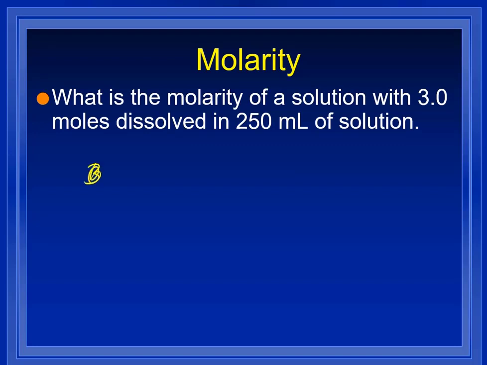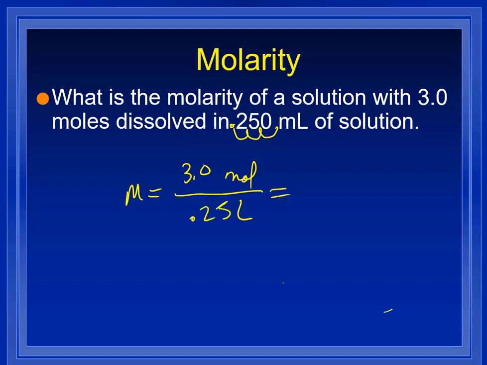Molarity is moles over liters. The number of moles, 3.0. They didn't give me liters. Hey, you can put milliliters down there, but it'd be wrong. It needs to be liters. And remember, to change from milliliters to liters, I just moved the decimal point 1, 2, 3 times to the left. 0.25 liters. So 3.0 divided by 1/4 is 3 times 4, which is 12 molar.